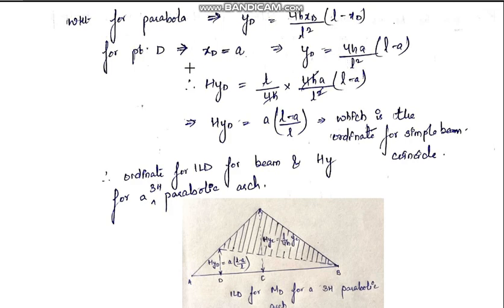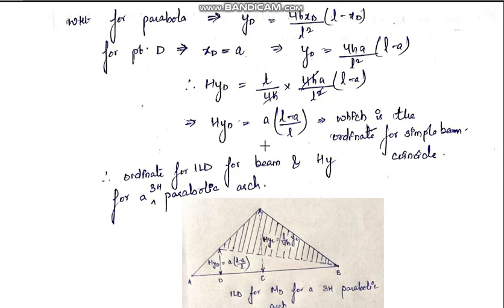Now for the parabola, we know that the equation is yd equal to 4hx upon L square into L minus x. Now for the D point, we have to put x as D. Okay, and at D point we know that the value of x is small a. So just put a in place of x. So we will get this equation. Now we know the value of capital H at the D point, which is the value of h at the C point, which is L by 4h. Now if I multiply these two terms, I will get this term.